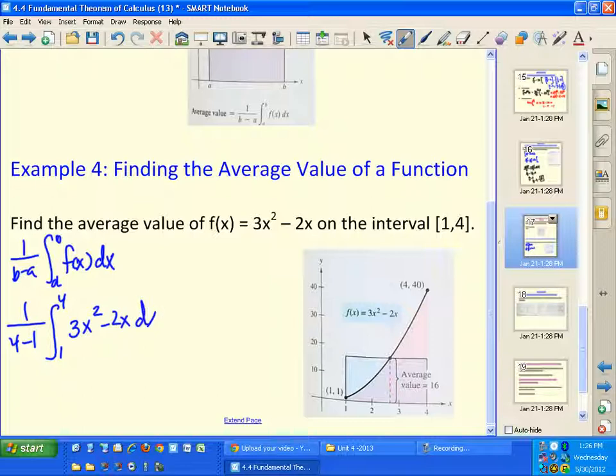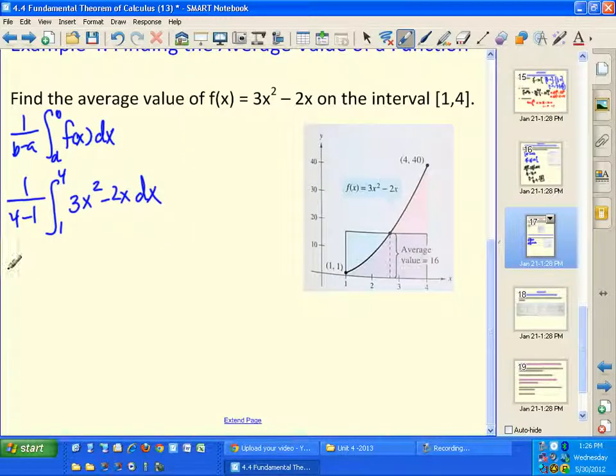So we get 1/3, and then if I do my antiderivative of this, 1/3 times x cubed, because we multiplied by 3 and divided by 3, minus x squared, because we multiplied by 2 and divided by 2, and we're going from 1 to 4.